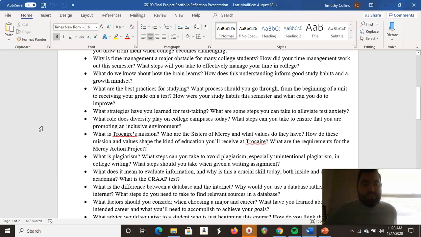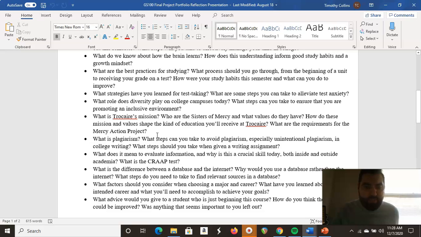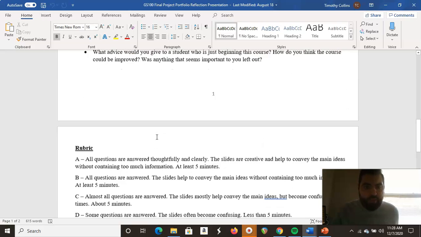A 5-minute presentation is basically 2 pages, double-spaced, of script that you would read. It takes roughly 2 minutes to read 1 double-spaced page. So we're talking about 2.5 pages, double-spaced. Doesn't need to be more than that. And so each question you'll answer pretty briefly, and just focus in on the main ideas. So that's pretty much it.